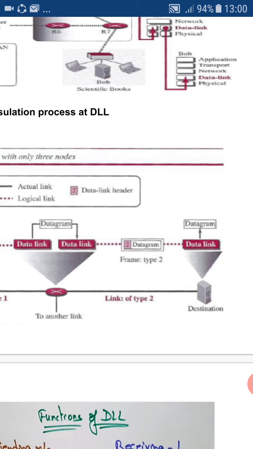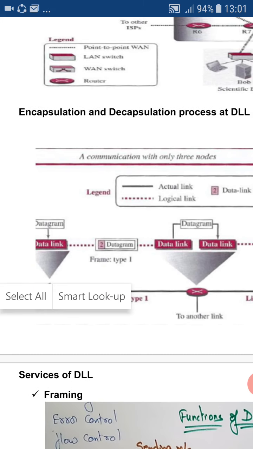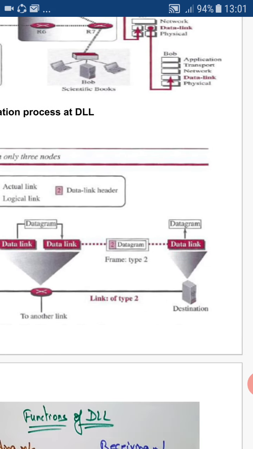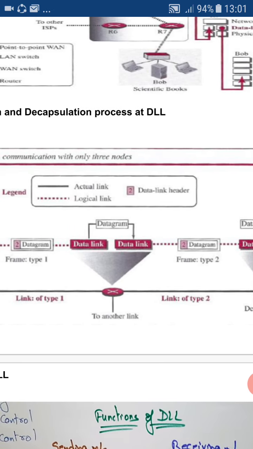At the destination's data link layer, decapsulation takes place. The meaning of decapsulation is that the datagram is removed, or extracted, from the frame, and that datagram is sent to the network layer. This is the procedure. You can observe that at the source encapsulation takes place, at the destination decapsulation takes place, and at the router both encapsulation and decapsulation take place. Now we'll move to the next topic.